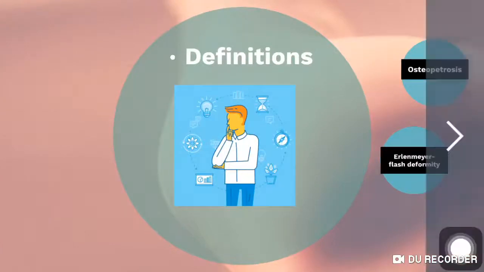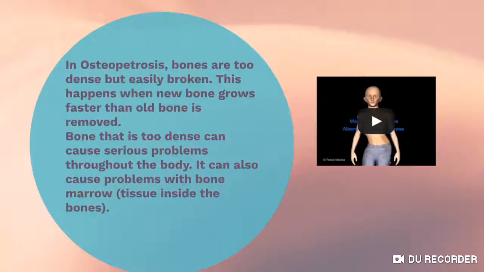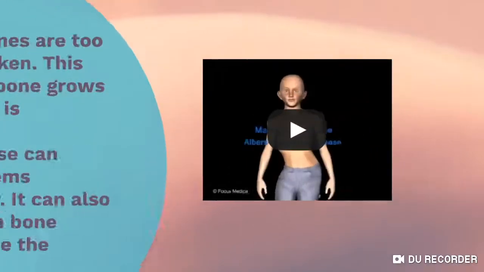Definitions. Osteopetrosis. In osteopetrosis, bones are too dense in size but easily broken. This happens when new bone grows faster than old bone is removed. Bone that is too dense can cause serious problems throughout the body. It can also cause problems with the bone marrow, the tissue inside the bones.